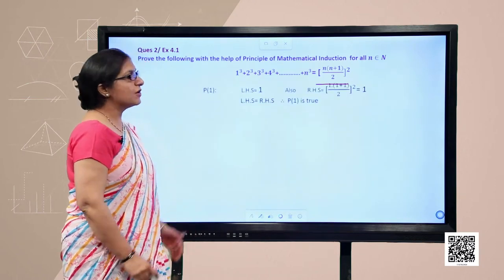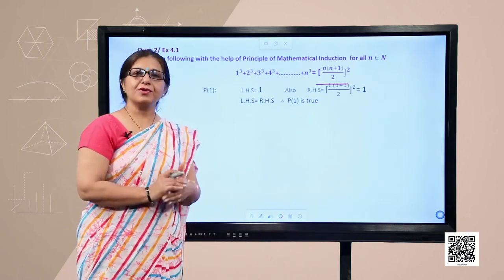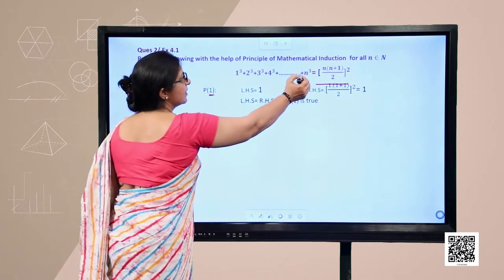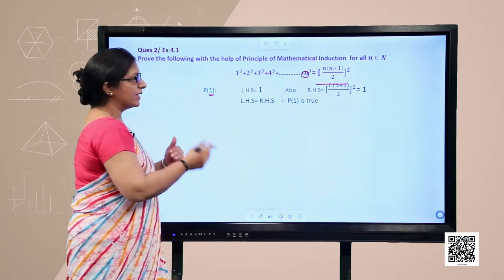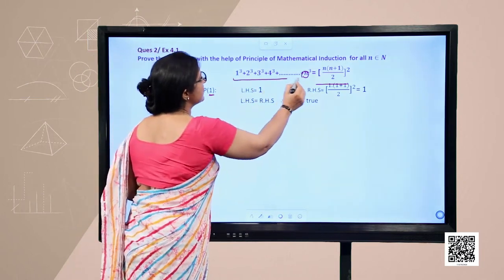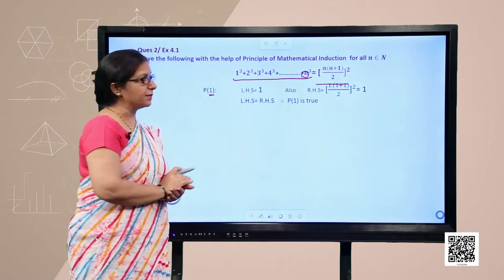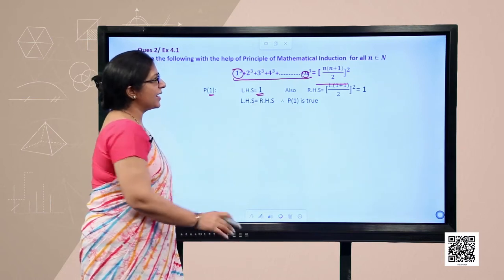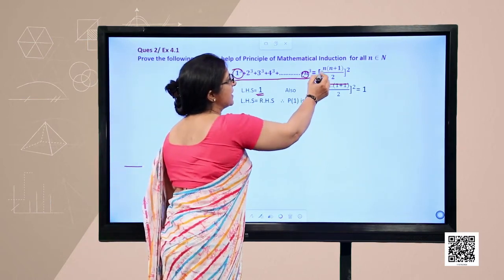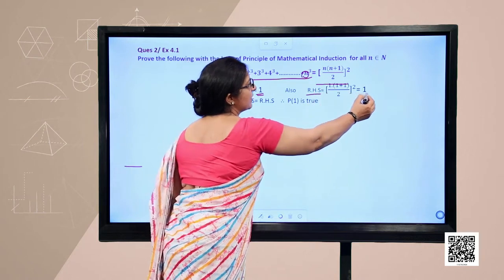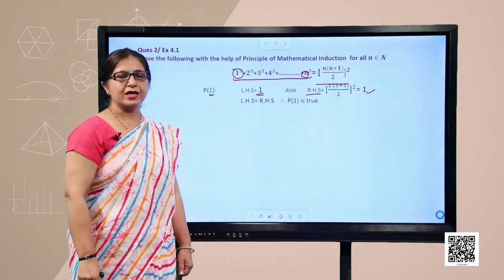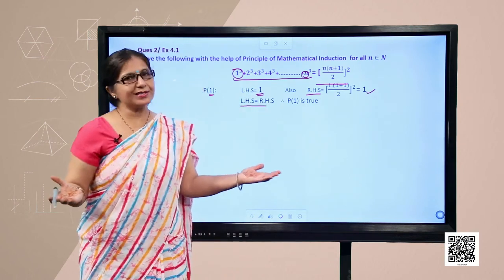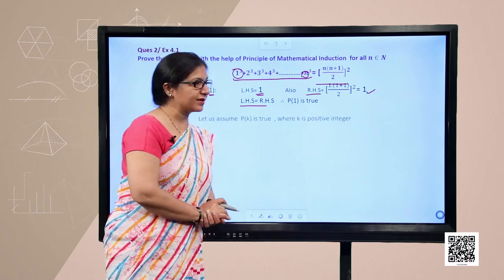How do we proceed further? First, as I told you, we will verify it for P1, replacing n by 1. In the left hand side, 1 means only one term, and one term means the first term. So left hand side is 1, and in the right hand side we will just replace n by 1 and we will get this as also 1. Therefore, left hand side is equal to right hand side and P1 is true. Now, we can proceed further.